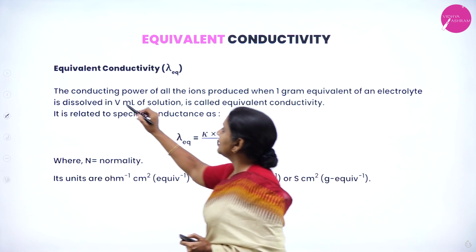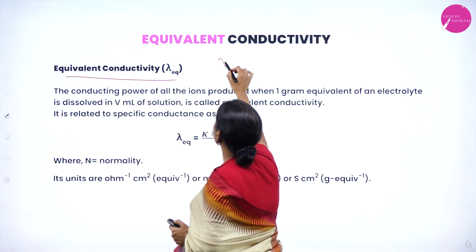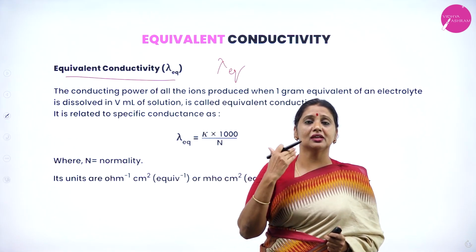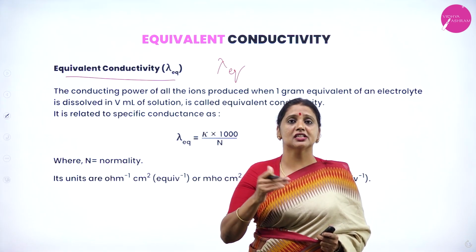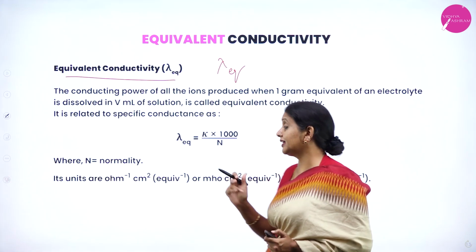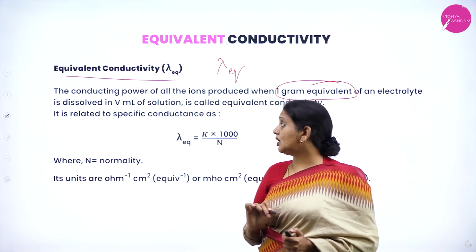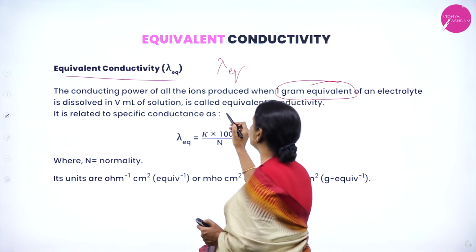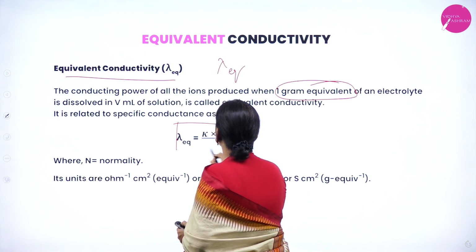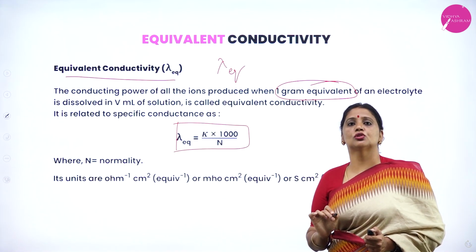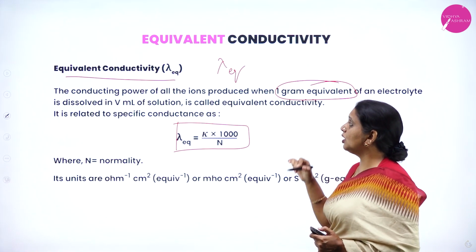Molar conductivity is the conductivity due to all the ions present in 1 mole of an electrolyte. Similarly, equivalent conductivity, lambda EQ, is the conductivity due to ions present in 1 gram equivalent of an electrolyte in V mL of solution. Lambda EQ is equal to kappa into 1000 divided by N, where N is the normality.